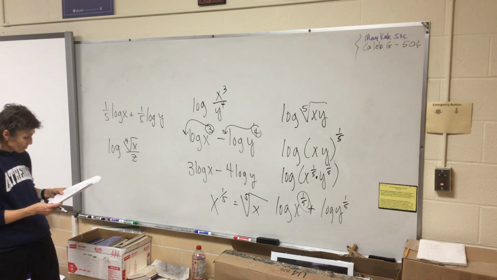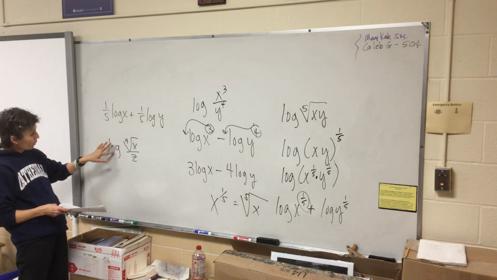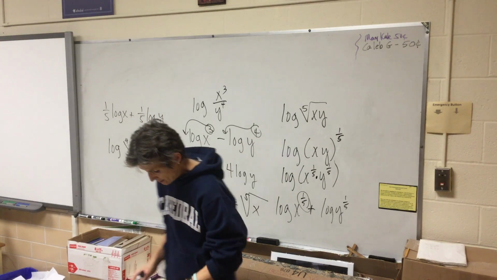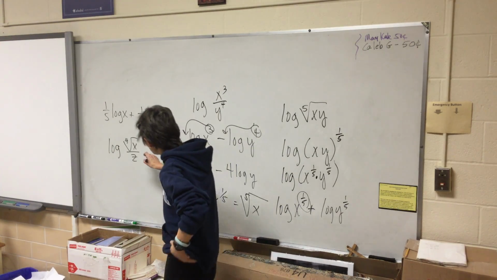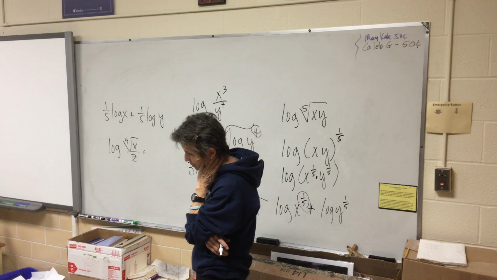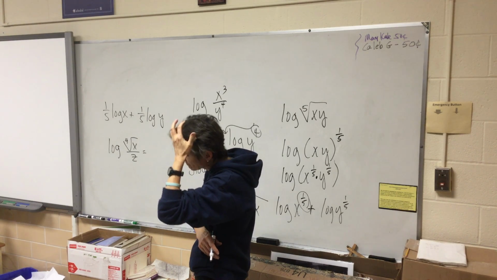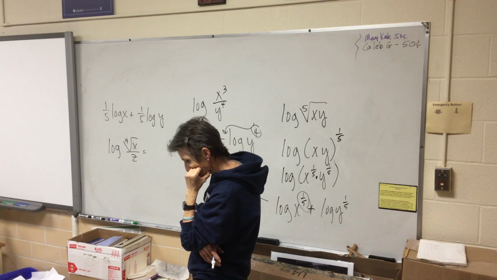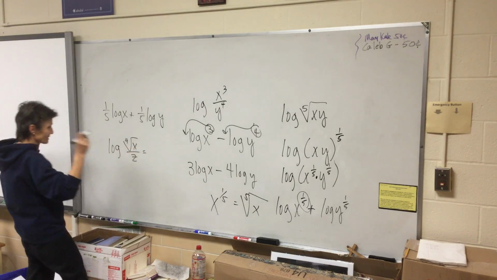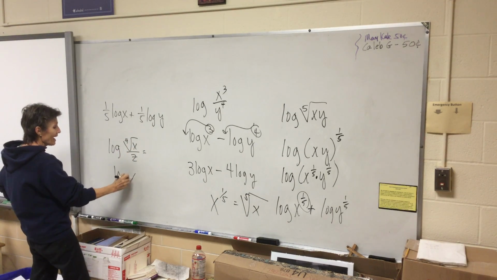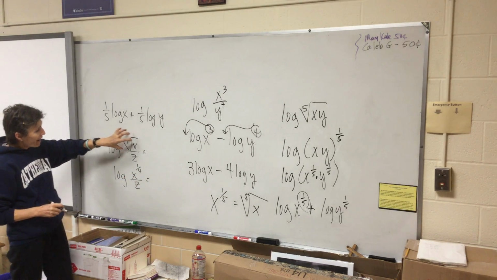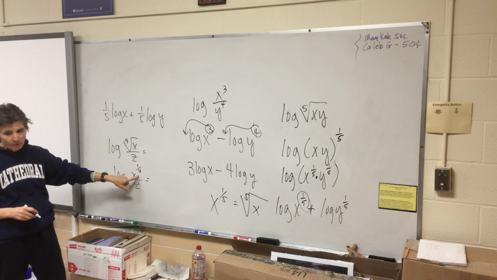Okay, so the next problem, E, says we have the log of the 4th root of x over z. This is kind of a complicated problem. Does anybody have an idea what we should do first? Can we change the root to 1/4? Yes, that makes me want to dance. Perfect. So we're going to think of this as x to the 1/4 over z. Again, radicals are fractional exponents.